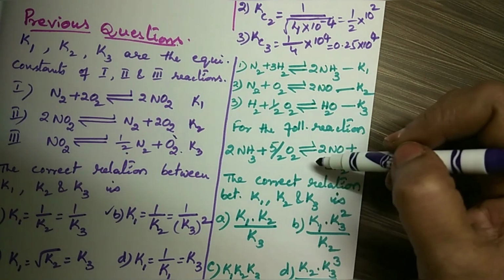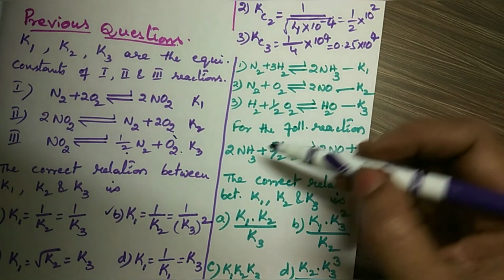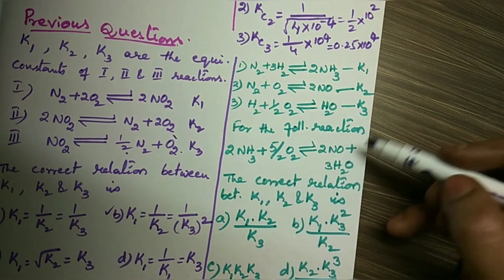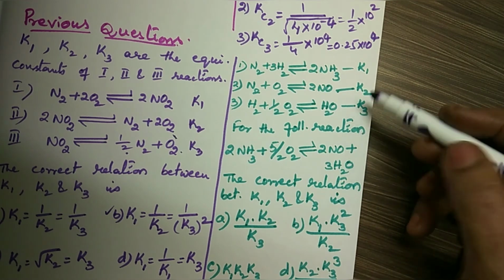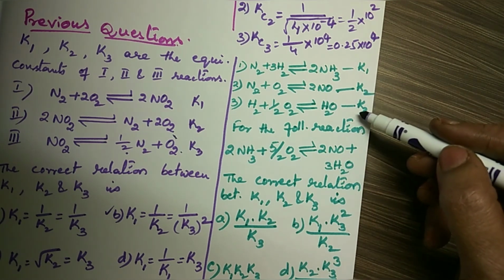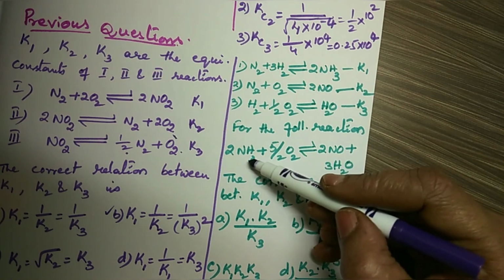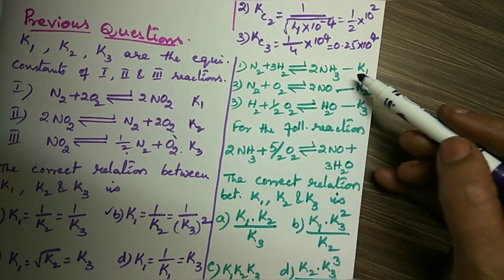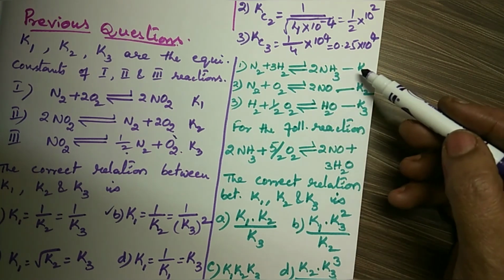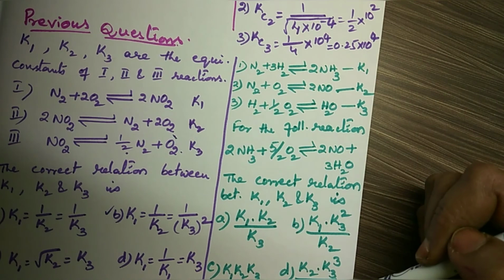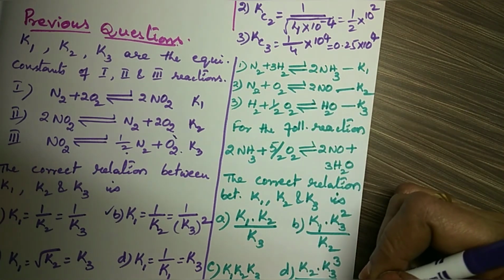In the problem reaction, ammonia is on the reactant side and nitric oxide and water are on the product side. So K2 and K3 come in the numerator, and as NH3 is present on the reactant side, it will be the inverse of this reaction. Right? So K1 should be in the denominator. So D is the option.